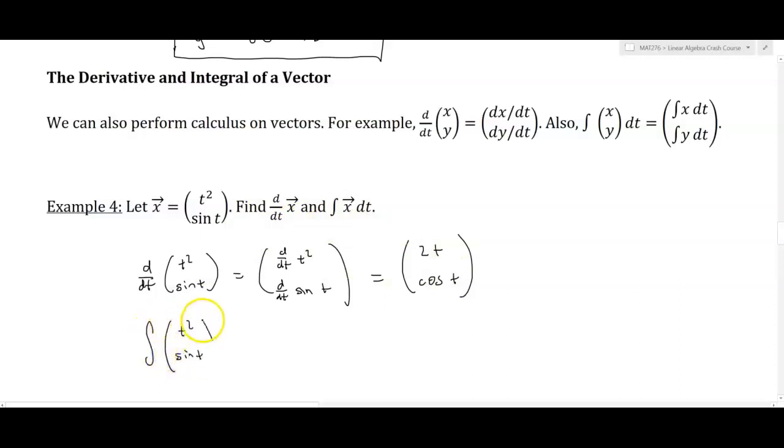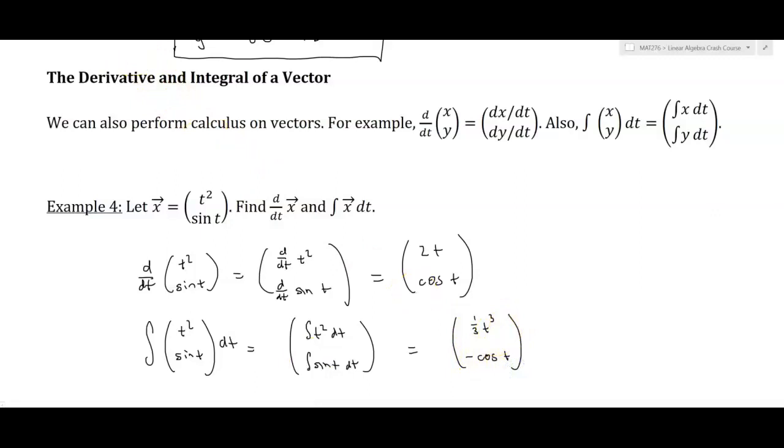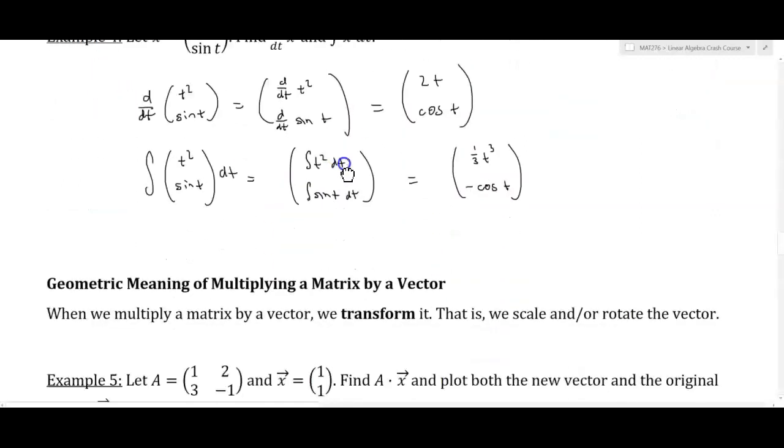Now, the integral of this vector, t squared, sine of t, with respect to t, will be the integral of t squared with respect to t, and the integral of sine of t with respect to t. And of course, the integral of t squared is 1/3 t cubed, and the integral of sine of t is negative cosine of t. So that's how we can perform calculus on vectors.